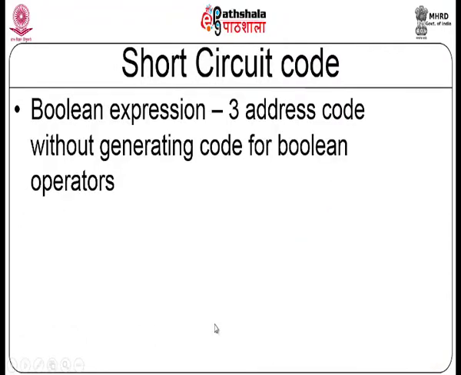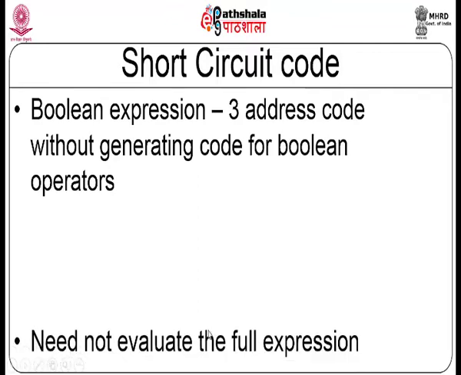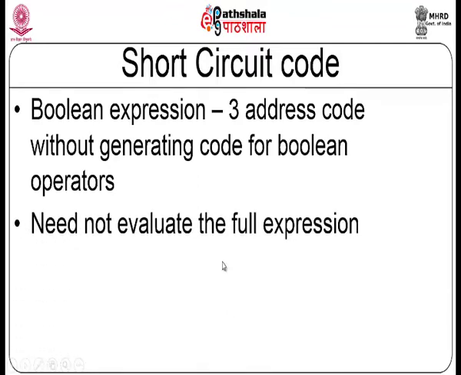Then the next, the shorthand version of this Boolean expression is called short circuit code, where 3 address code can be generated without generating the complete expression itself. That is, in the AND, if one of them is false, I need not even evaluate the other expression. Similarly, in an OR, if one of them is true, I need not evaluate the other expression at all. So, that is short circuit code, which we will incorporate, and that prevents us from evaluating the complete expression. So, that we will see in the next modules.